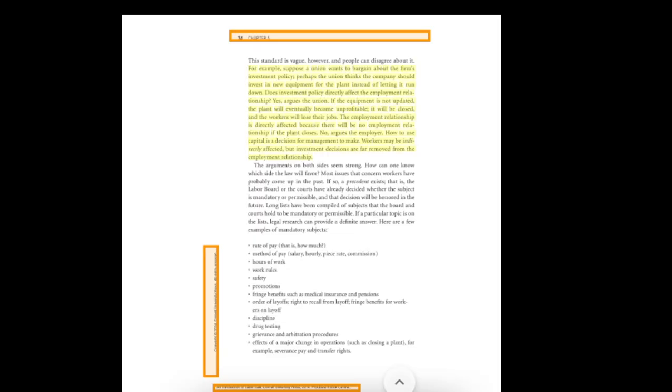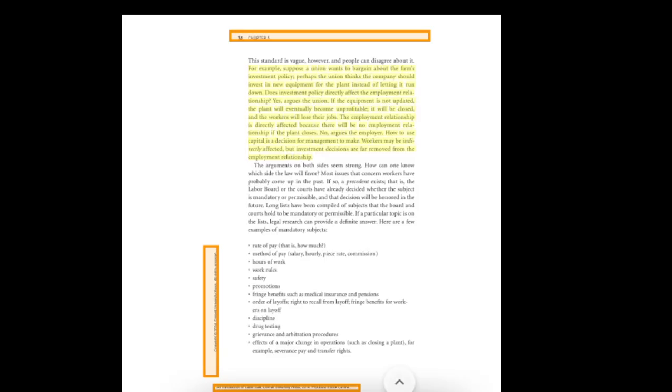For example, suppose a union wants to bargain about the firm's investment policy. Perhaps the union thinks the company should invest in new equipment for the plant instead of letting it run down. Does investment policy directly affect the employment relationship? Yes, argues the union. If the equipment is not updated, the plant will eventually become unprofitable, it will be closed, and the workers will lose their jobs. The employment relationship is directly affected because there will be no employment relationship if the plant closes.